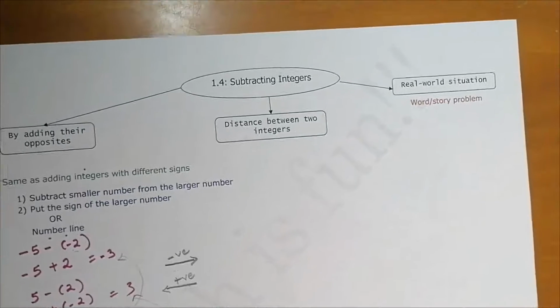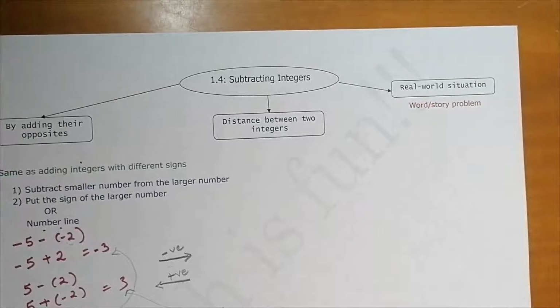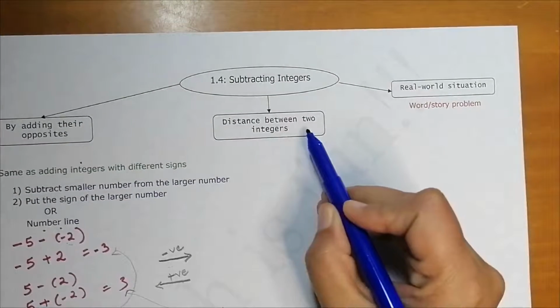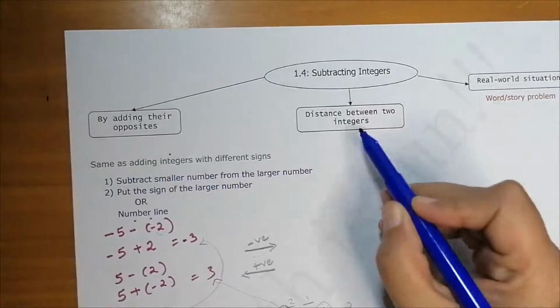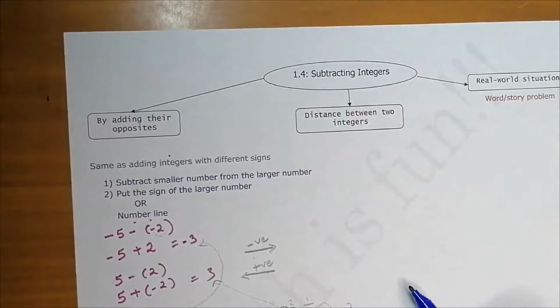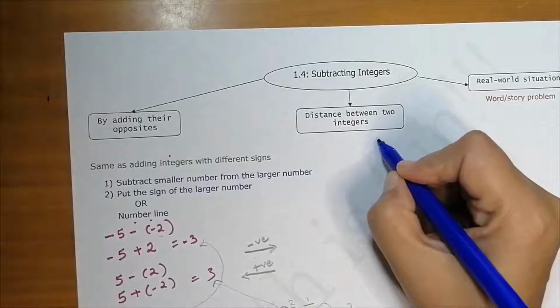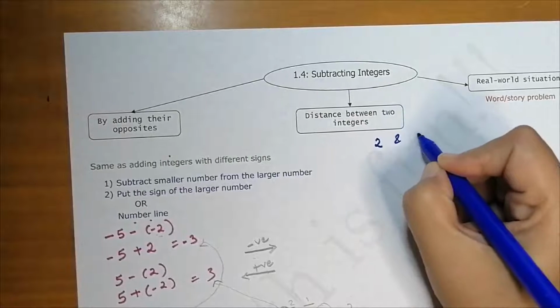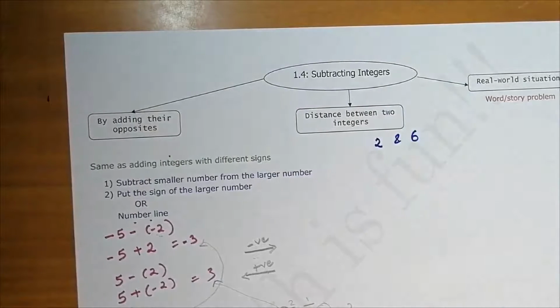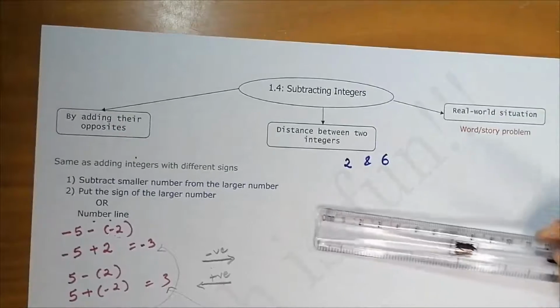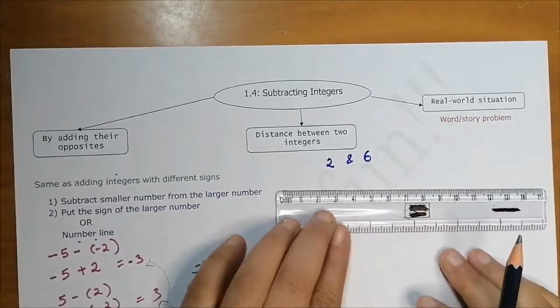So let's move to the next part, which says distance between two integers. How do you find the distance between two integers? Let's understand this with the help of an example. Let the two integers be 2 and 6. Here we will be using the number line. So let's have our number line here first.